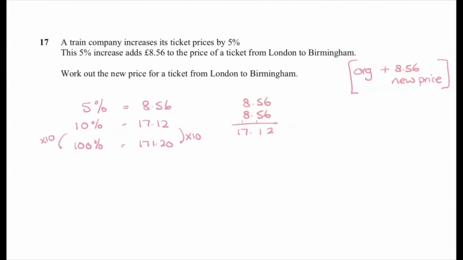Again, there's no perfect way. It's just the way that you see it. So the original ticket price was £171.20. Our 5% increase was £8.56. So the new ticket price is £179.76.